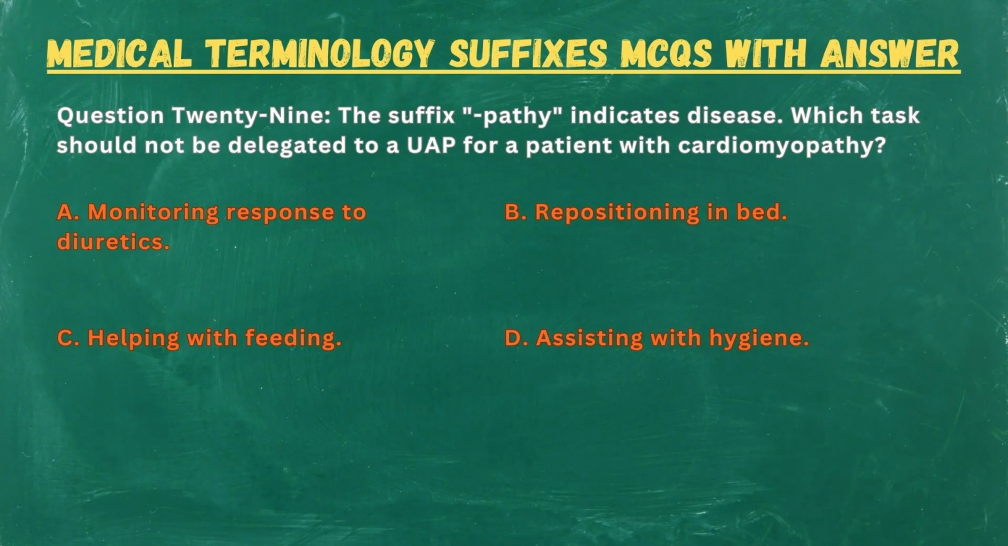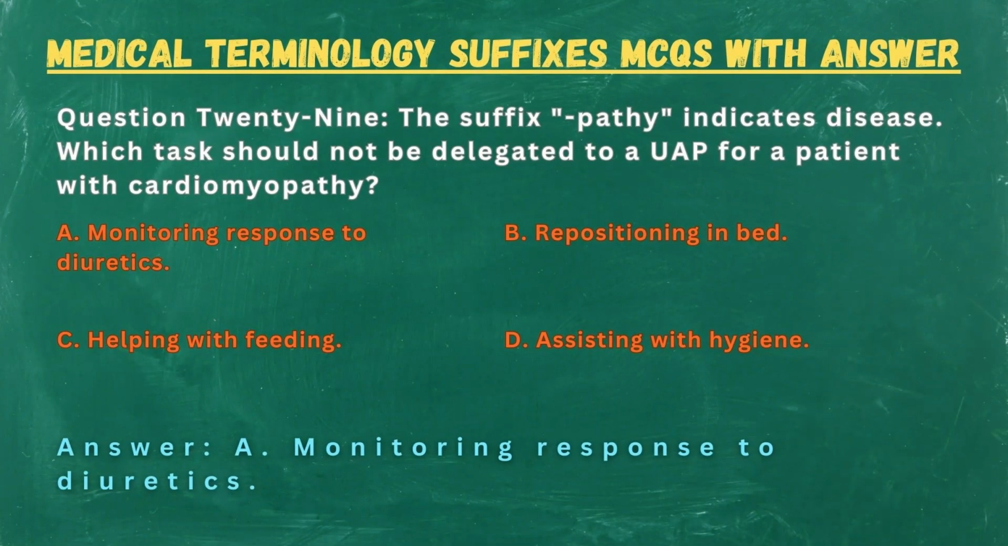Question 29. The suffix pathy indicates disease. Which task should not be delegated to a UAP for a patient with cardiomyopathy? A. Monitoring response to diuretics. B. Repositioning in bed. C. Helping with feeding. D. Assisting with hygiene. Answer A. Monitoring response to diuretics.